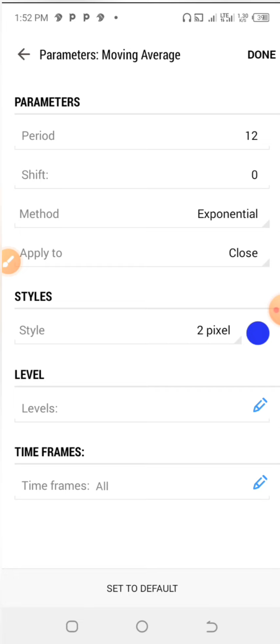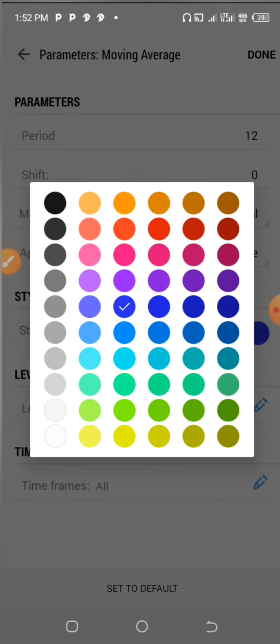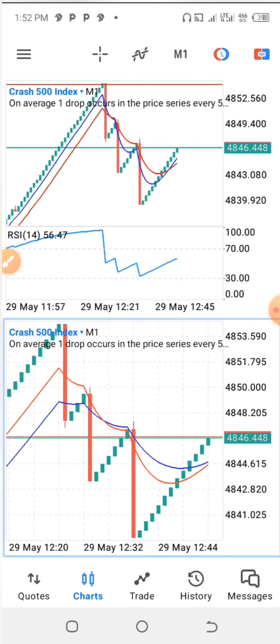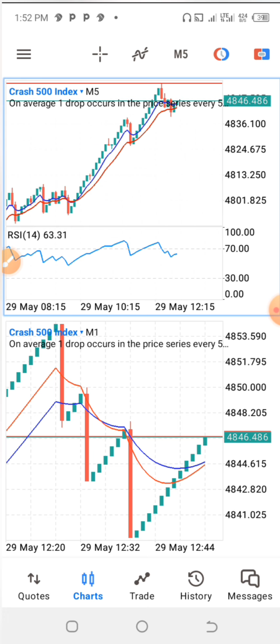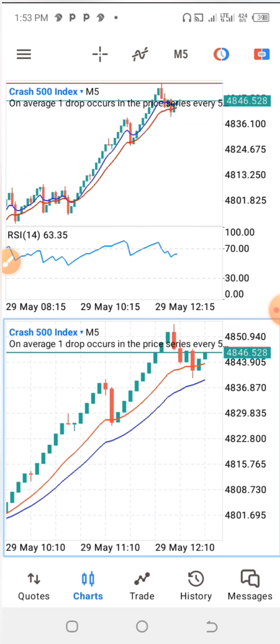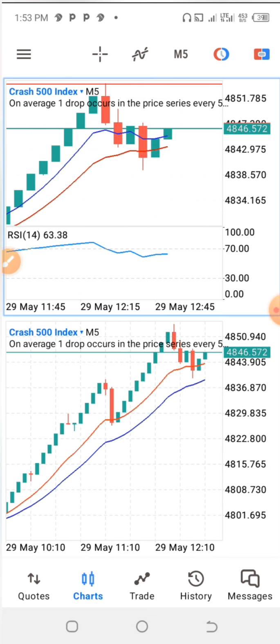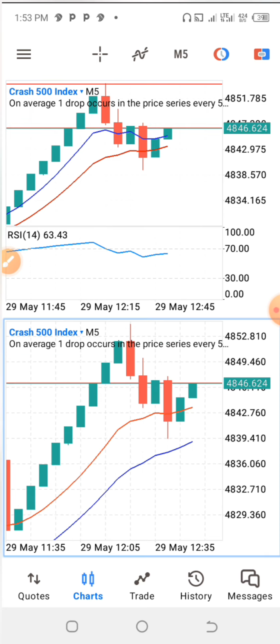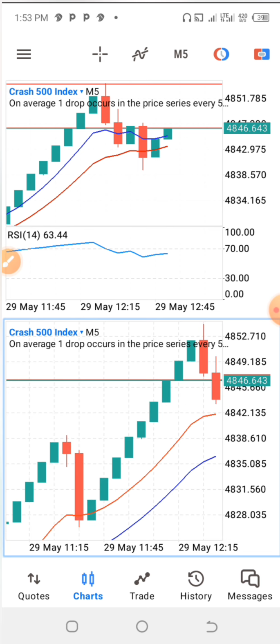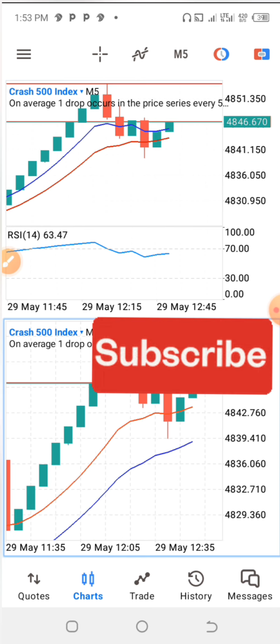Let me change the background. Red. This is what we have here. They are all now. This is 5 minutes time frame, and this is 5 minutes time frame. What can you see? Do you see that this one is below and this one is at the center of it? So there is a lot of things for you to learn from this place.